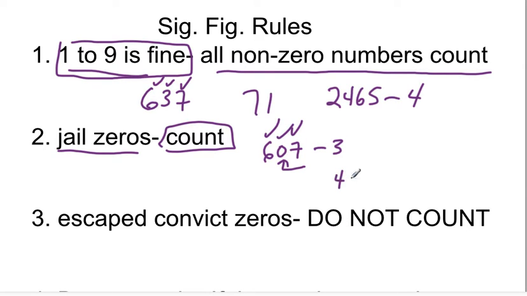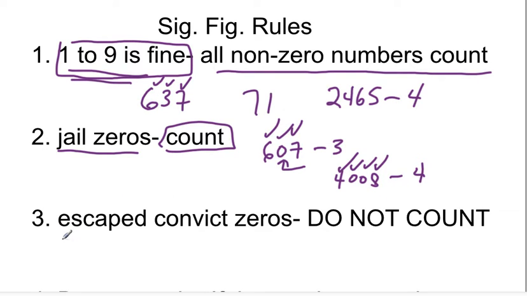Same thing with 4008. 4008 basically is what you're looking at. Counts, 1 to 9 is fine. Those are jail zeros, so ultimately we would say that number has 4 significant figures.